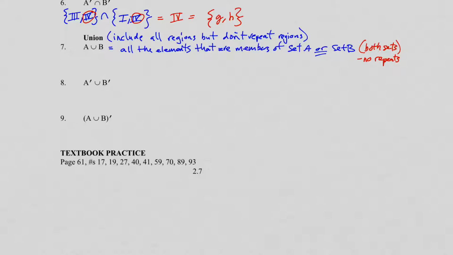Okay, so let's take a look at the breakdown of this. So you have set A, we know is 1 and 2. Set B, we know is 2 and 3.